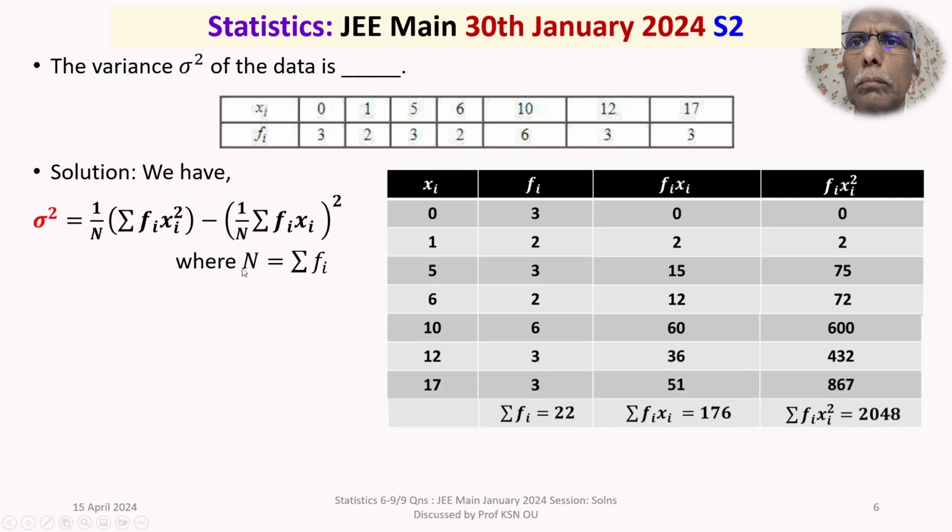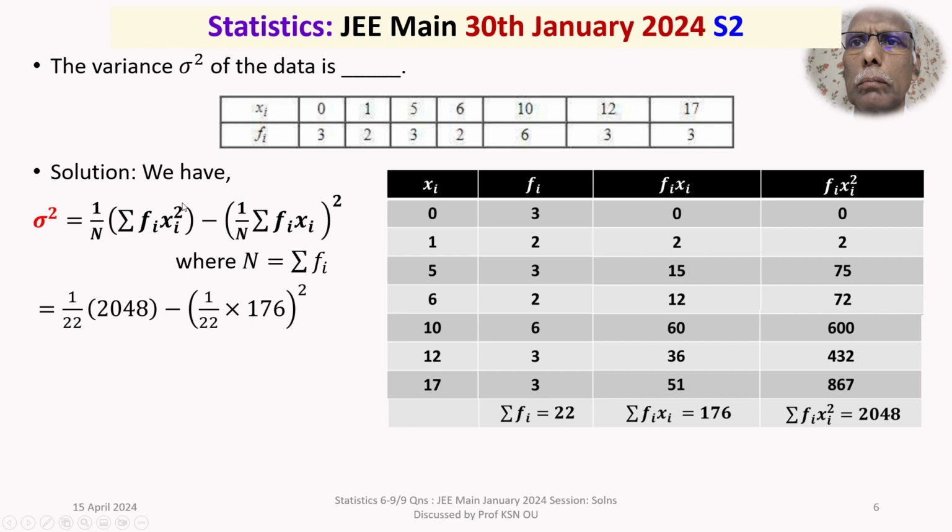That is N. N is 22. Sigma Fi Xi is 176. Sigma Fi Xi square is 2048. Add this, add this, add this. Now we are ready. We compute now. N is sigma Fi, and sigma Fi is 22. So N is 22, so 1 by N is 1 by 22.